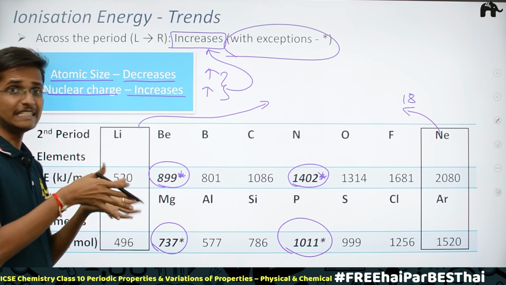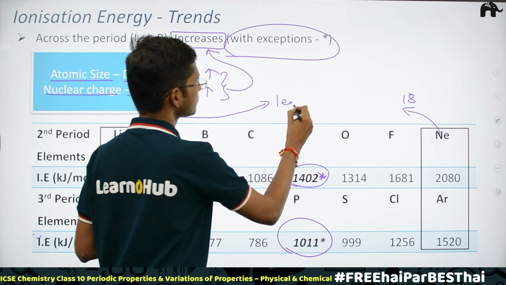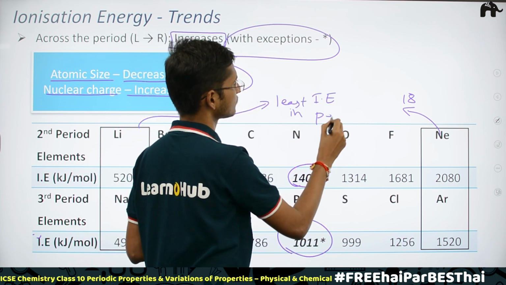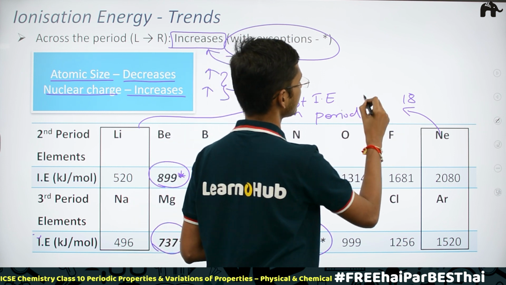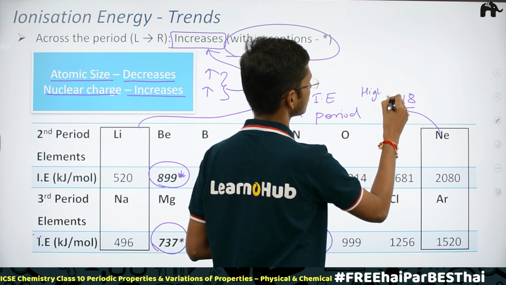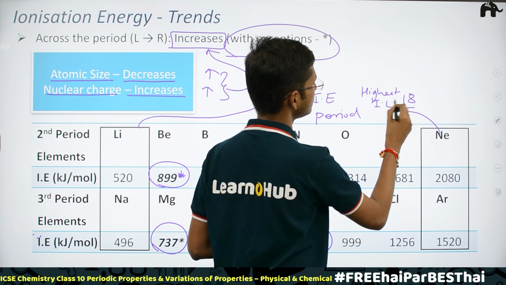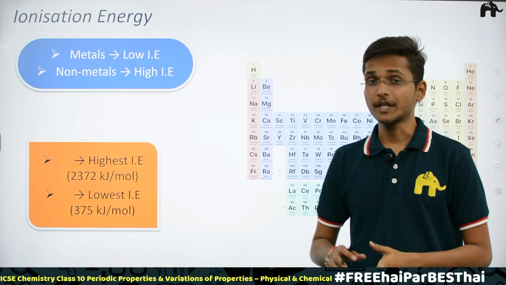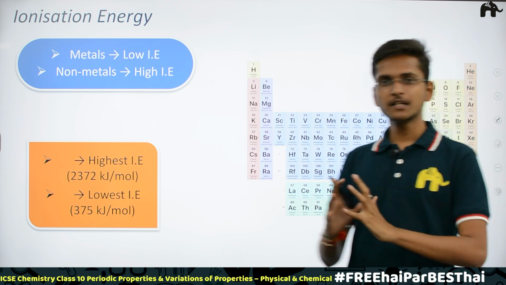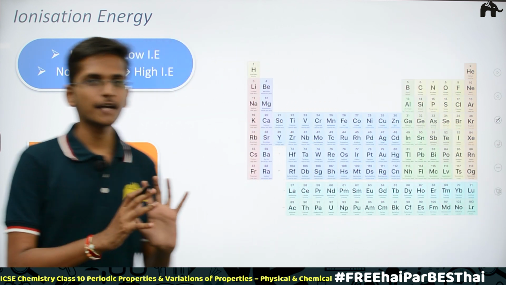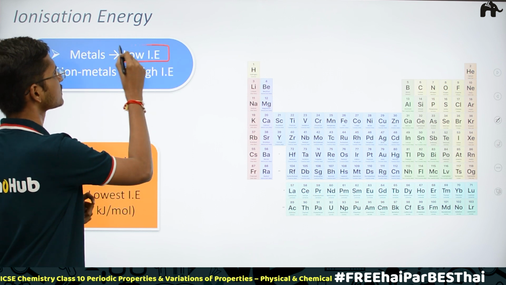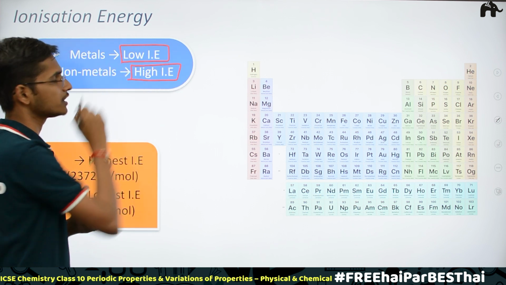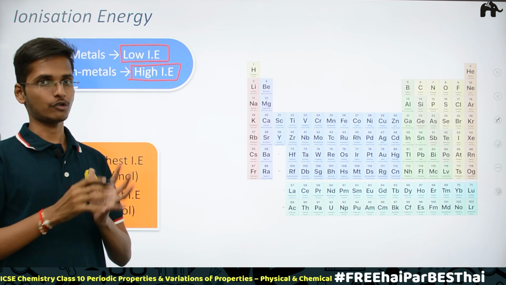Group 1 elements have the least ionization energies in a period, and group 18 has the highest ionization energies in a period. Okay, now one more interesting thing: metals have very low ionization energies, whereas non-metals have high ionization energies. Why is this so? Let's try to understand this logically.